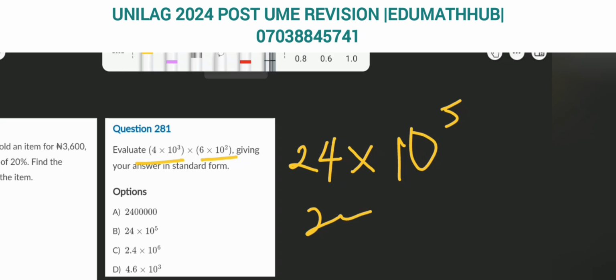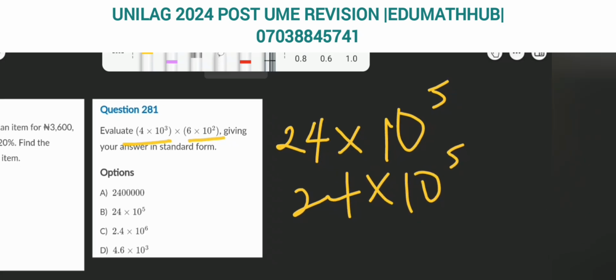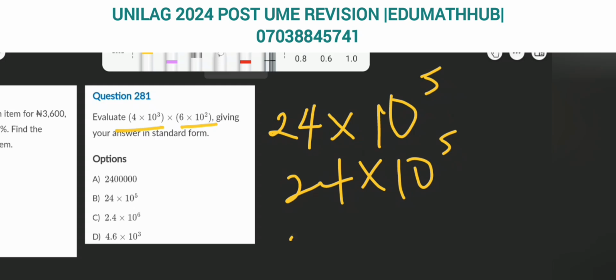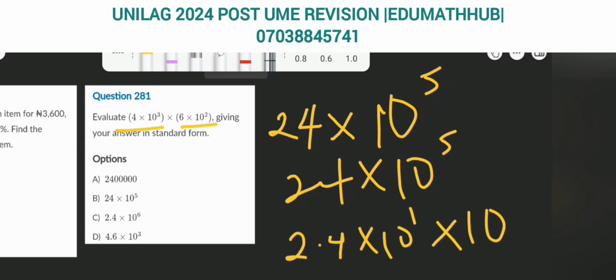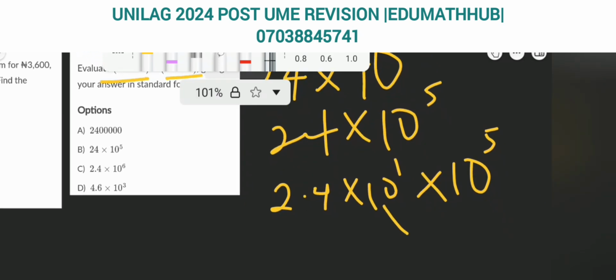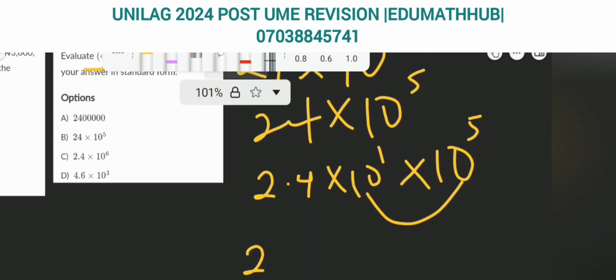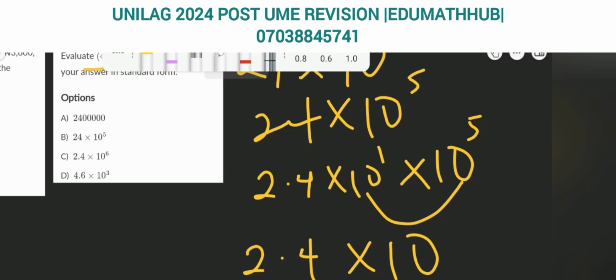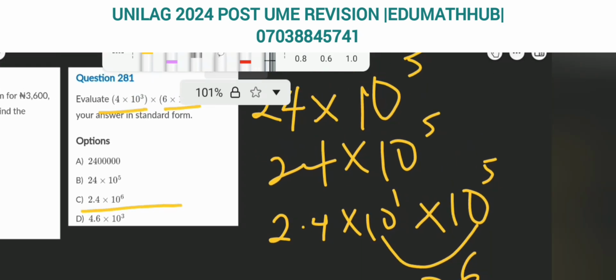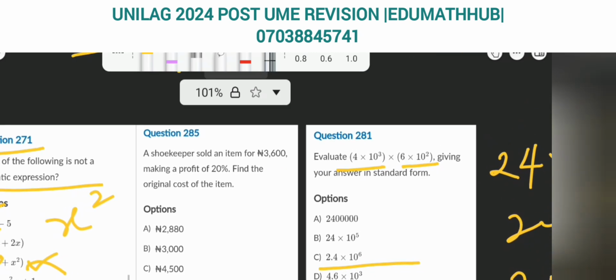But the way it is right now, it is not yet in standard form. So all we have to do is break down 24 in standard form. So 24 in standard form will give you 2.4 times 10 to the power 1. You're just multiplying by 10. Then times 10 to the power 5. Then using the law of indices again, the base is the same, that's 10. So all we have to do is add the powers, that's 1 plus 5. So 1 plus 5 will give us 6. So our answer will be 2.4 times 10 to the power 6. So move to the options and look for that there. So that's the answer there, C.